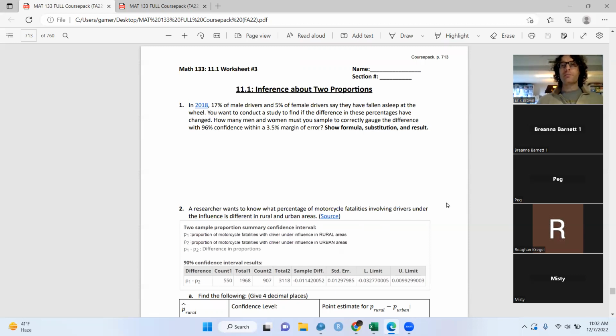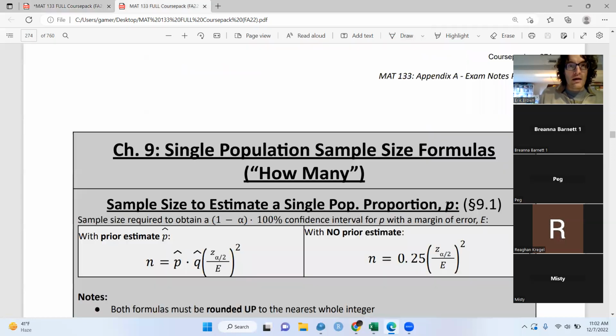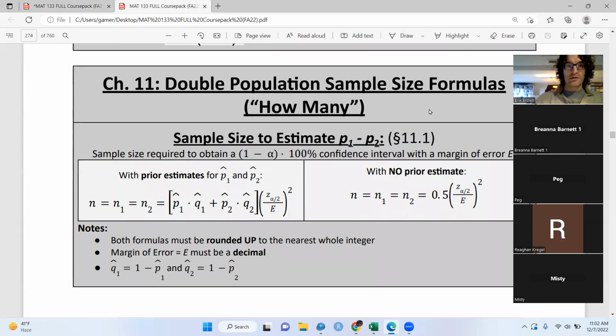What question are you being asked to answer? How many men and women must you sample to correctly gauge the difference with 96% confidence? So the how many question is one of these 2 formulas. Well, first it's a 2 sample. So the reason you can't find the number of observations is that's what you're being asked to find.